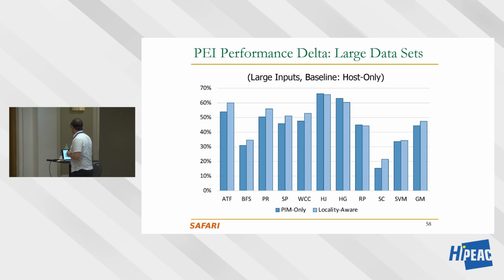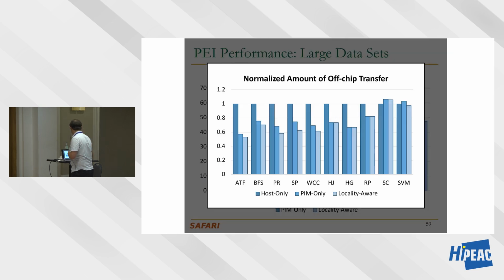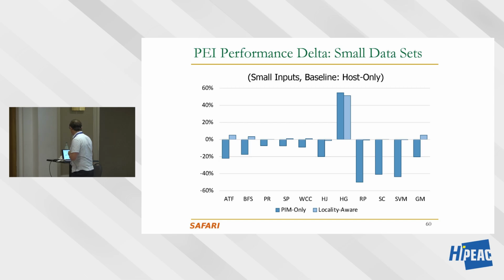These slides basically show that if you have large data sets, executing everything on the PIM side is actually good, but if you are more careful, you can get a little bit more performance benefit. So large data sets are a good fit for processing in memory in general, because you reduce the amount of off-chip transfer by pushing things to the memory side. If you have small data sets, you should probably stay in the processor, as you can see. If you push things into the PIM, you'd lose a lot of performance.